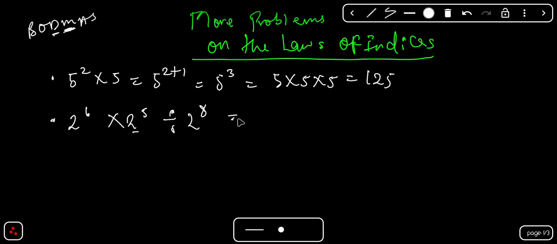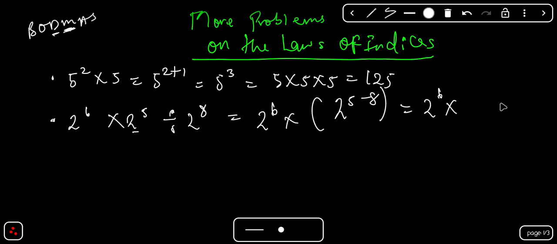So this means we have 2 raised to the power of 6, then multiply by 2 raised to the power of 5 minus 8. And this will give us 2 raised to the power of 6 multiplied by 2 raised to the power of negative 3, which is equal to 2 raised to the power of 6 minus 3, which is equal to 2 raised to the power of 3. So that is the answer to that problem.